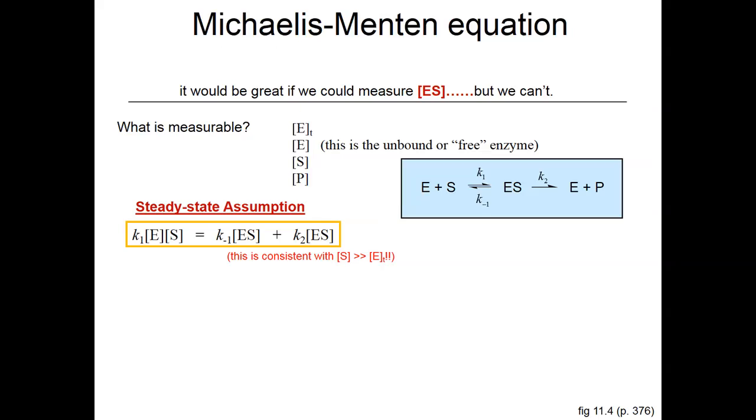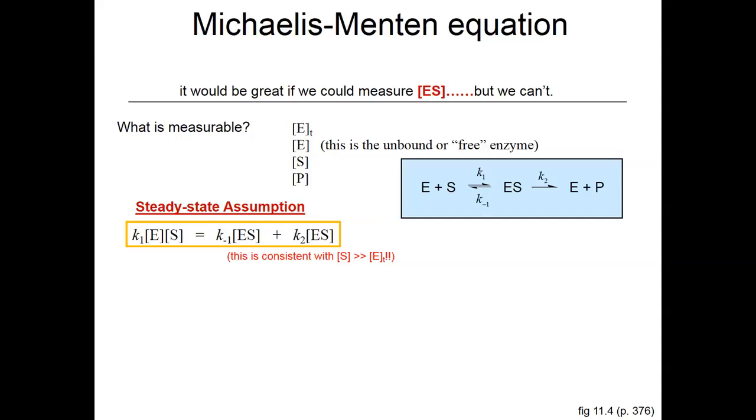Now, the steady state, okay? The ES complex is your target. So if you want to measure the velocity at the steady state, then the rate of formation of the ES complex is equal to the rate of breakdown, basically. So this is the rate of formation of the ES complex, and it's equal to the rate of breakdown.